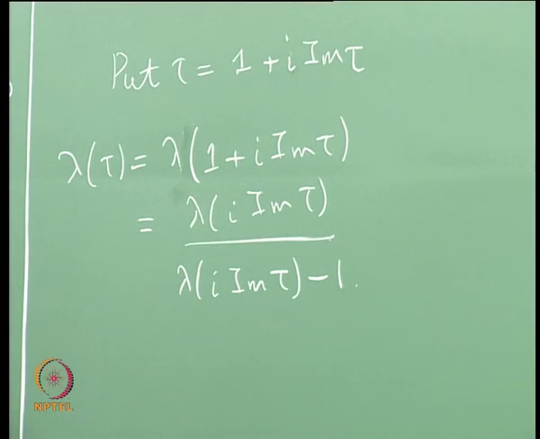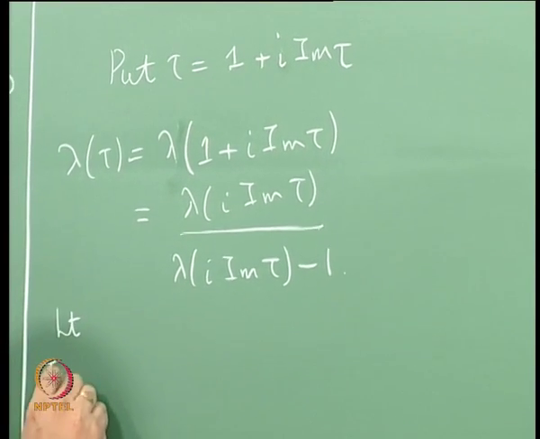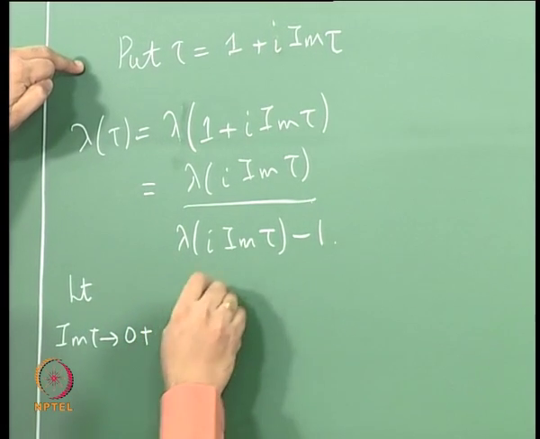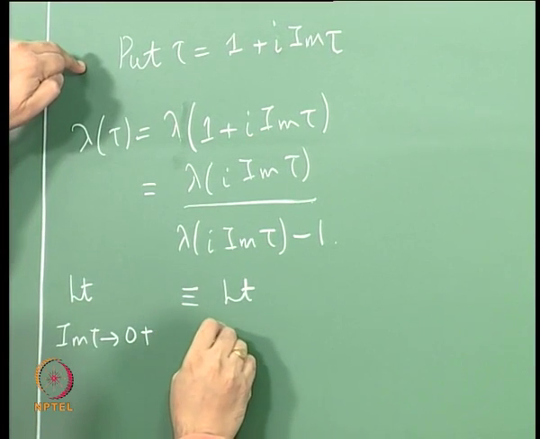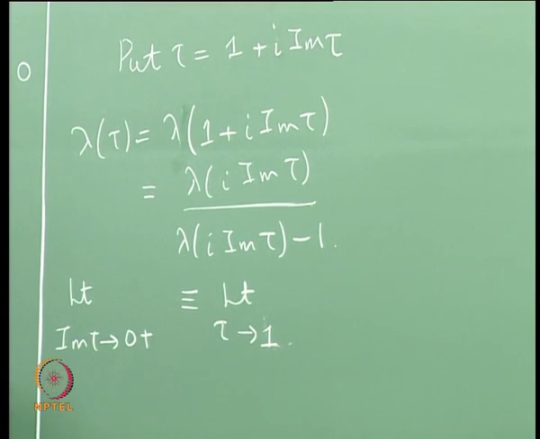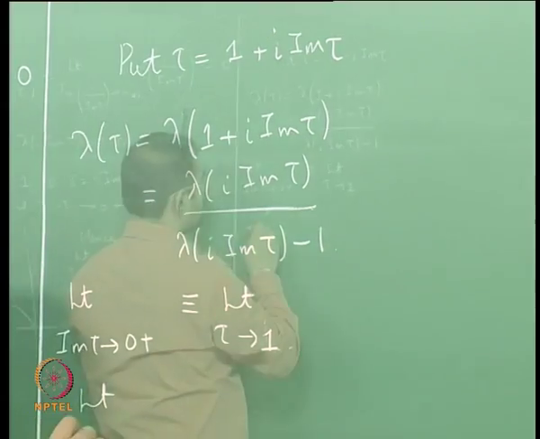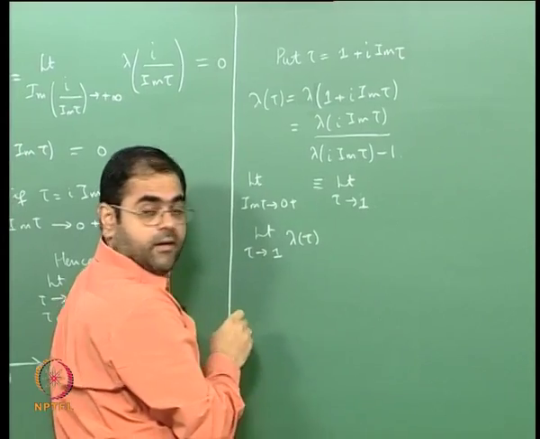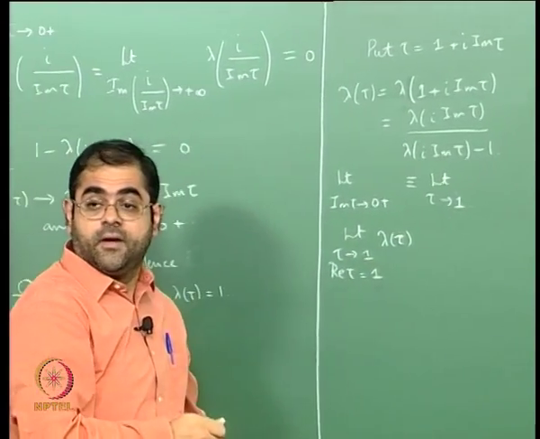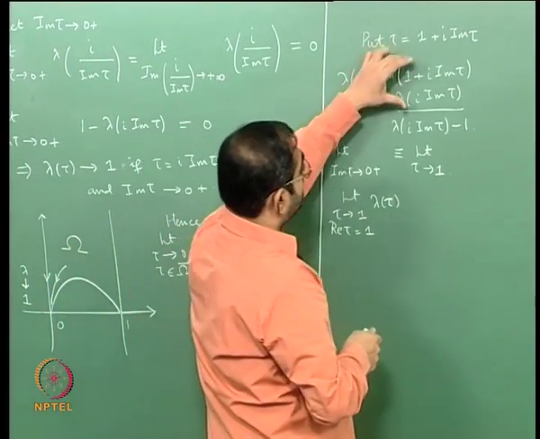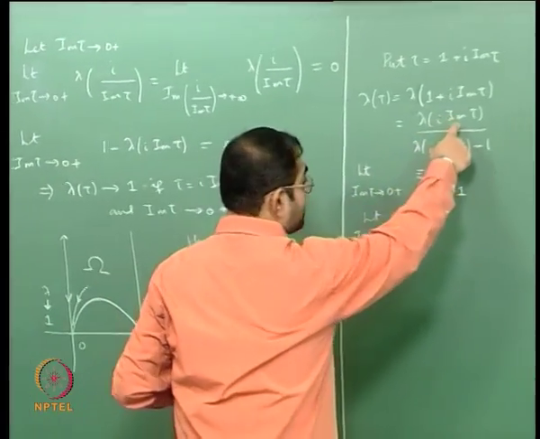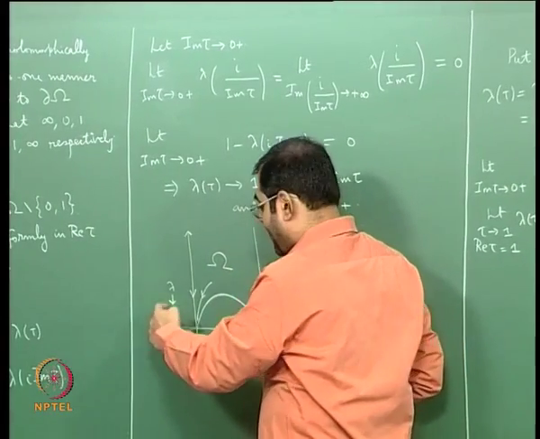I am using that. And now you see, if I take the limit as the imaginary part of tau tends to 0 plus, this limit is the same as taking the limit as tau tends to 1. These two are one and the same, and of course tau is approaching 1 from above, from the upper half plane. And therefore the limit as tau tends to 1 of lambda of tau, with of course real part of tau equal to 1, I can take as the limit as the imaginary part of tau tends to 0 plus, but I have just now proved that if the imaginary part of tau tends to 0 plus, I times the imaginary part of tau is here and lambda approaches 1.